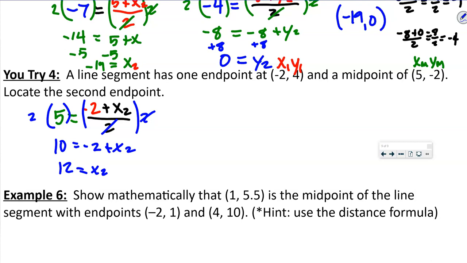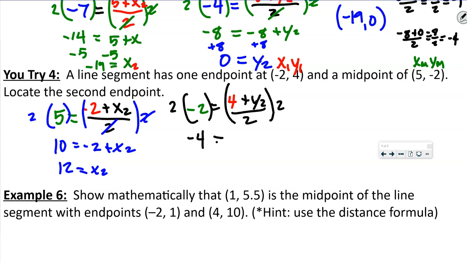So here again, we're going to say our y value, -2, is equal to our 4 plus our y2 divided by 2. How do we get rid of that 2? We multiply both sides by 2 again. So this is -4 is equal to 4 plus y2. So we're going to have to subtract 4 from both sides, right? That means -8 is equal to our y2. So that tells us that our point is 12, -8.